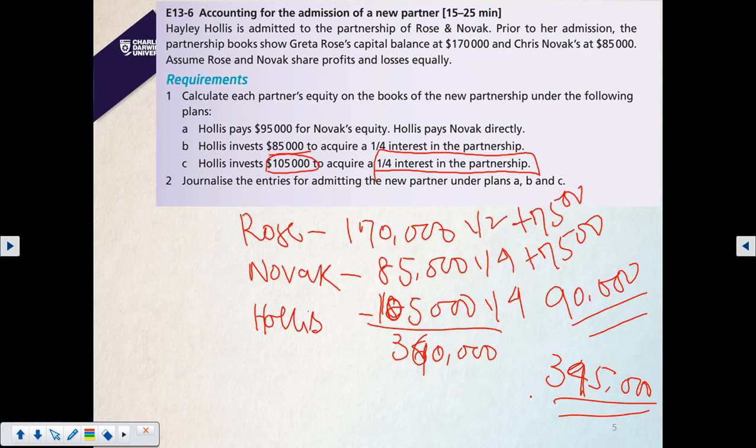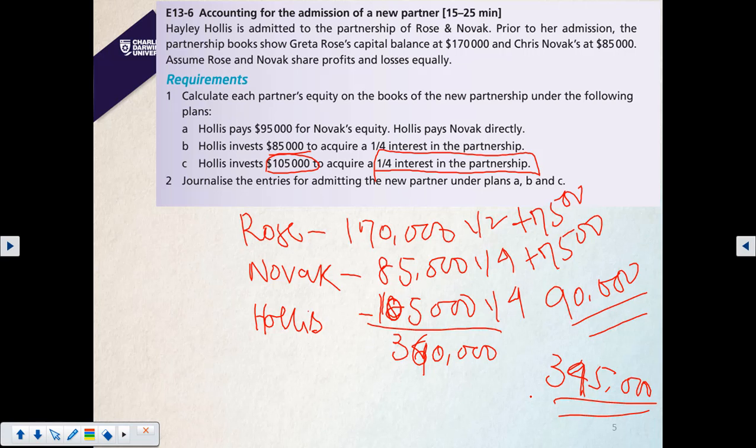Okay, that means she's paying how much extra? $15,000 extra, right? So that $15,000, the other two partners, they will share. They will increase their own capital. So they will divide between themselves 7,500 and 7,500. So the new capital for Ross is going to be $177,500. For him is going to be $92,500, and he will be getting $90,000. Is that okay? Got it?